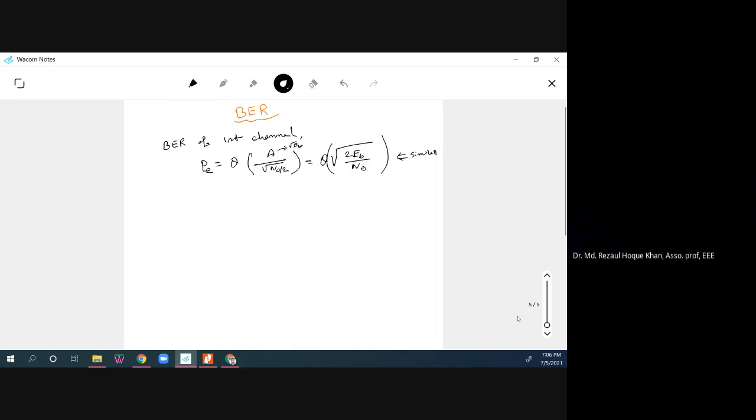Similar to BPSK. Okay, so let's say this is the first channel. For channel 2, if we consider it, it would be the same one. We are not doing anything, deriving by N0. So for channel 1 and channel 2, it is similar. So PE1 equals PE2. The error is the same.